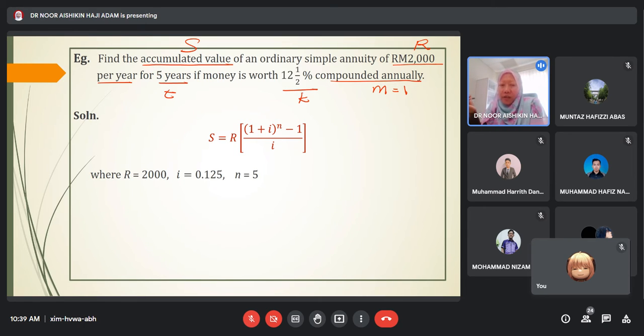Okay. Plugging everything into the formula. 1 plus I becomes 1.125. Tapi dekat bawah tu is still I, 0.125. Computing that in the calculator, you will get 12,832 ringgit and 52 cents.